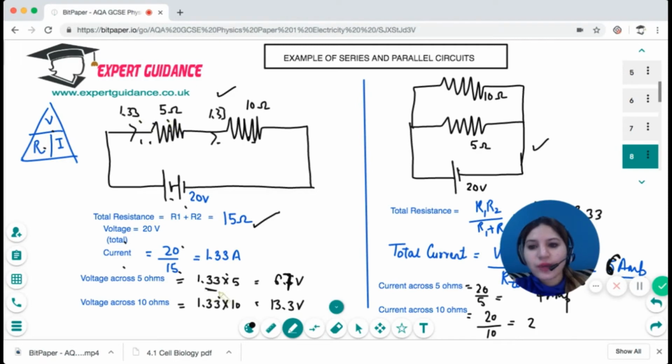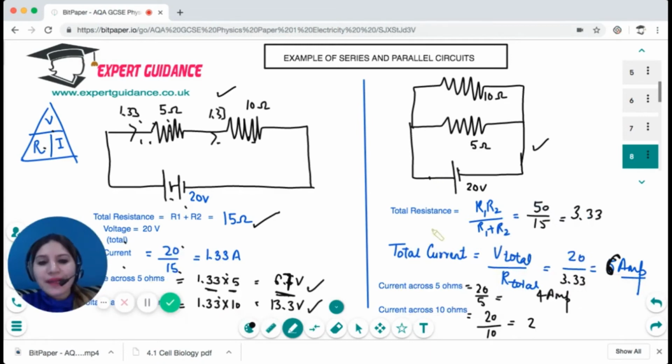So we'll do 1.33 times the resistance of each, and we'll find the current flowing across each. Okay. So that is the voltage across each. So that is 6.7 and 13.3. Now in a parallel circuit, the total resistance is R1 R2 over R1 plus R2.